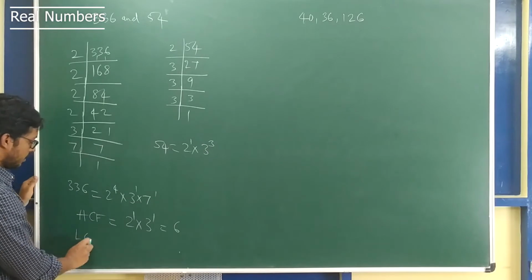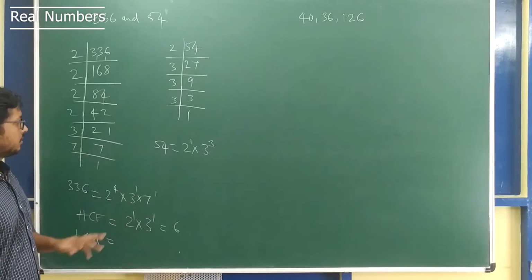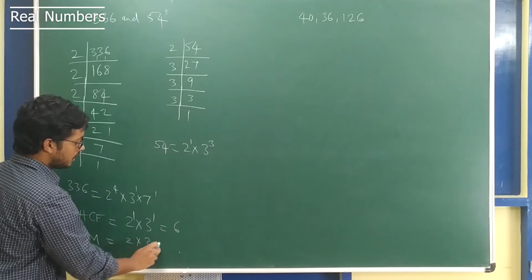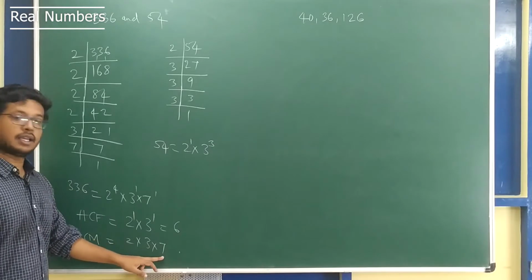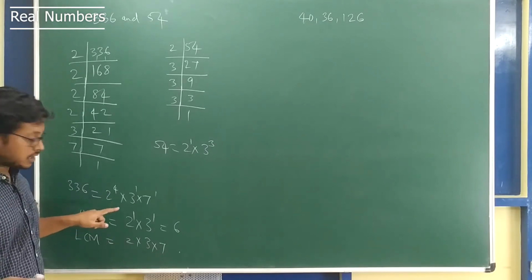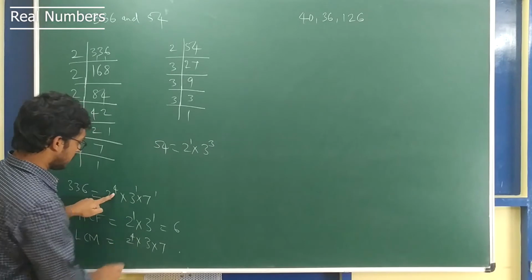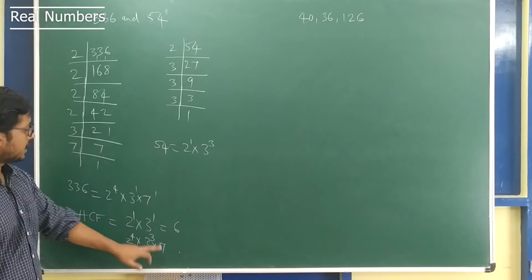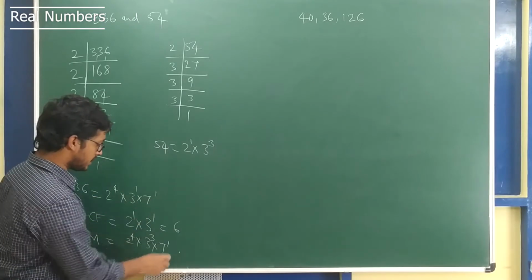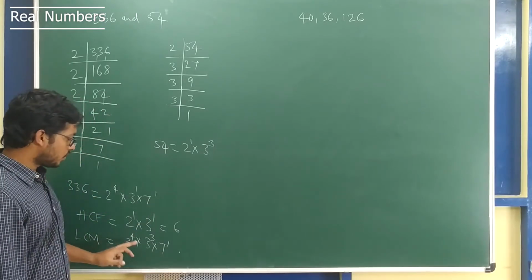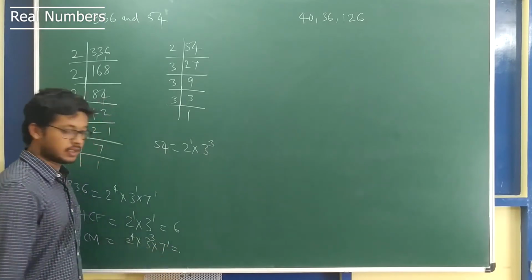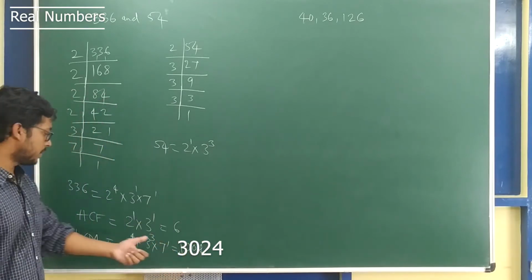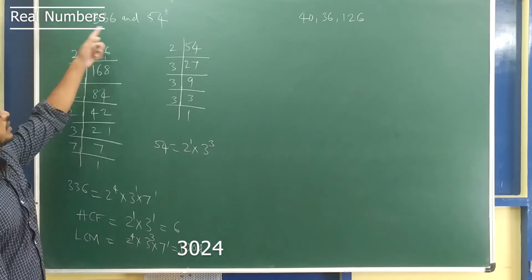So let's find LCM. To find LCM, we write all the factors between those two. So all the factors are 2, 3 and 7. 2 into 3 into 7. Now we need to raise them to the highest power. Highest power here is 4 and 1, so it is 2 power 4. For 3, here it is 1 and here it is 3, so it will be 3 power 3. For 7, there is only one 7, which is 7 power 1. So the answer would be 2 power 4 into 3 power 3 into 7 power 1. Okay, so that would be the LCM of these two numbers.